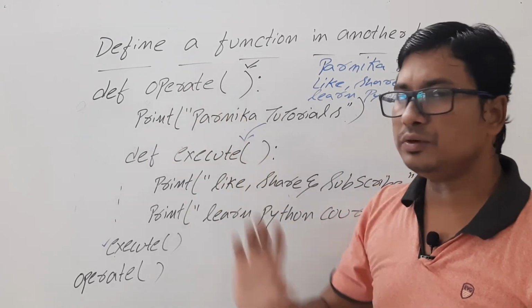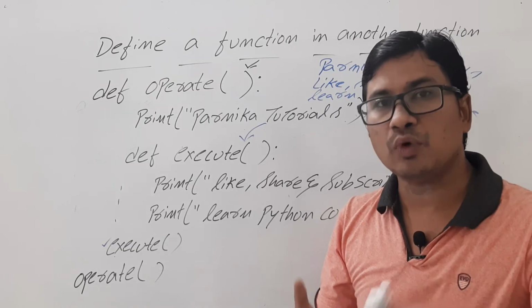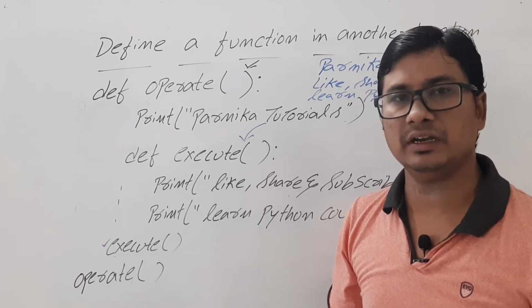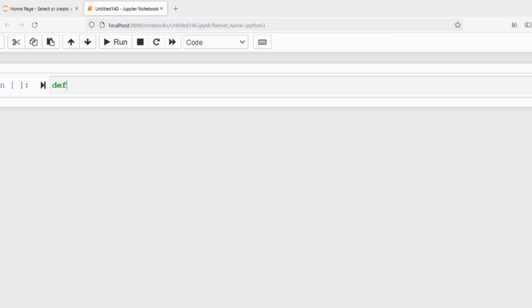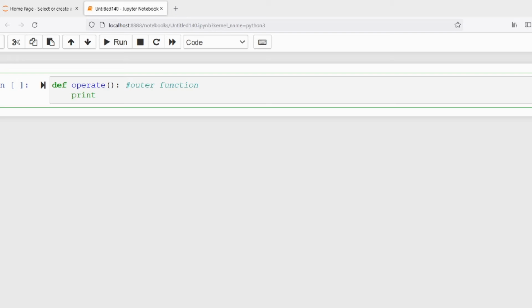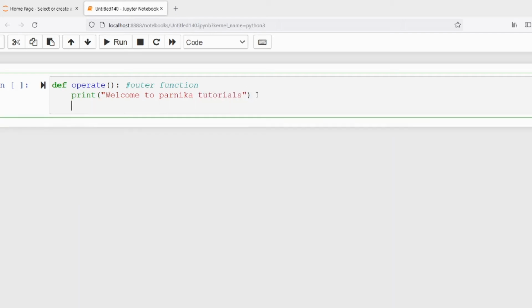Let me execute this program in Jupyter notebook so that all the doubts you have will be cleared. First, let me define a function called operate. I am defining it using the keyword def. So this is my outer function. Now inside the outer function, I want to print a statement, welcome to Parnika tutorials. Then I am defining an inner function called execute. So this one will be my inner function.